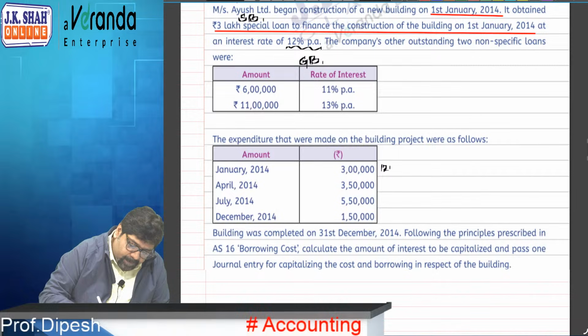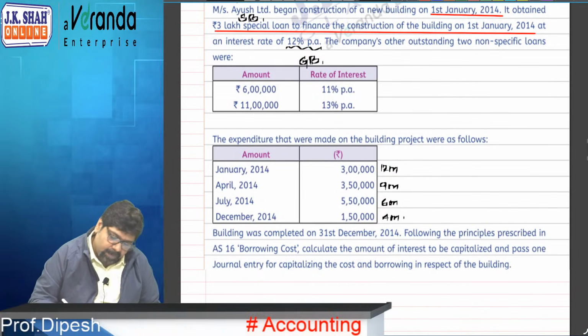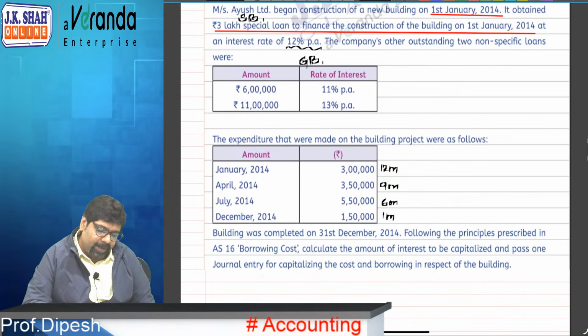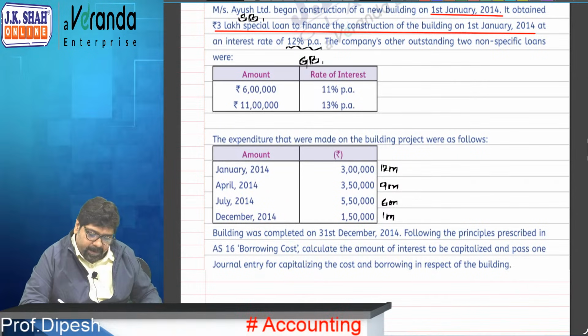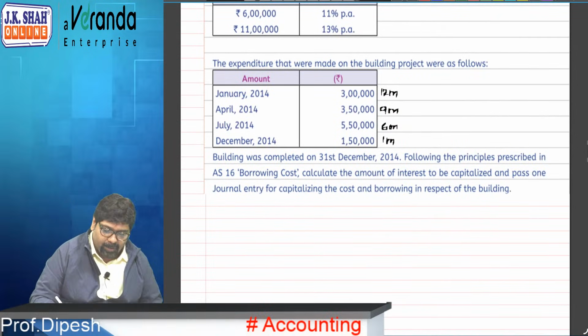This was made for 12 months. This is made for 9 months. This is July, made for 6 months. This is made in December, so it is made for 1 month. So January 12, April 9, 1st July 6 months and December 1 month. Building was completed following the principles applying A16. Calculate the amount of interest to be capitalized. Pass one journal entry for capitalizing the borrowing cost.